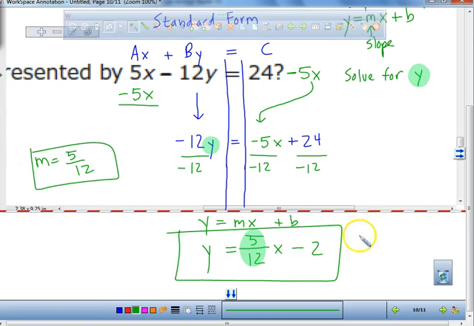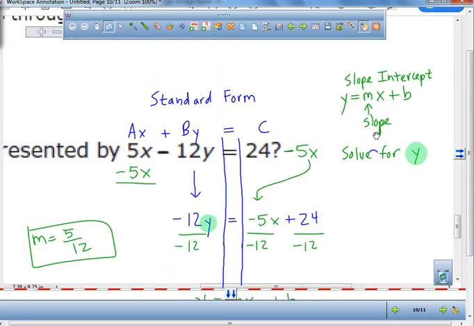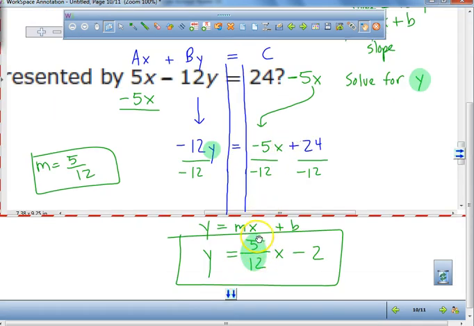So what did we have to do on this? We had to solve for y. We had to change it to what form? We had to change it to slope-intercept form, where the slope is the number that's in front of the x value. And we found that number to be 5 over 12. So if you guys would please turn and grab the calculators. Type this in. So you guys know what a 5 over 12 slope looks like.